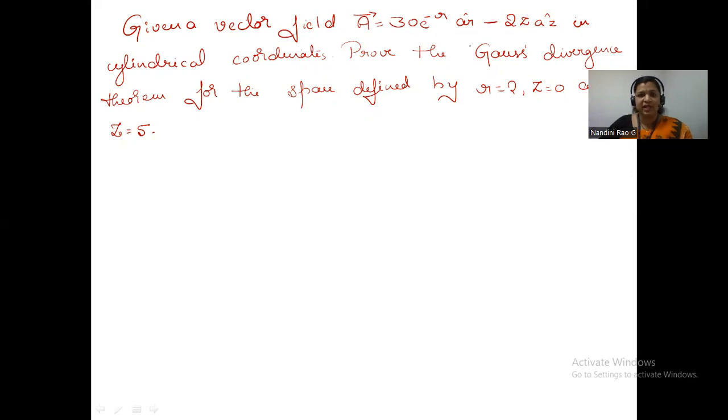First of all, let's write what the Gauss Divergence theorem is. It goes like this: the closed integral of the normal component of the electric flux density is equal to the volume integral of del dot D over the volume that is enclosed by this complete surface.